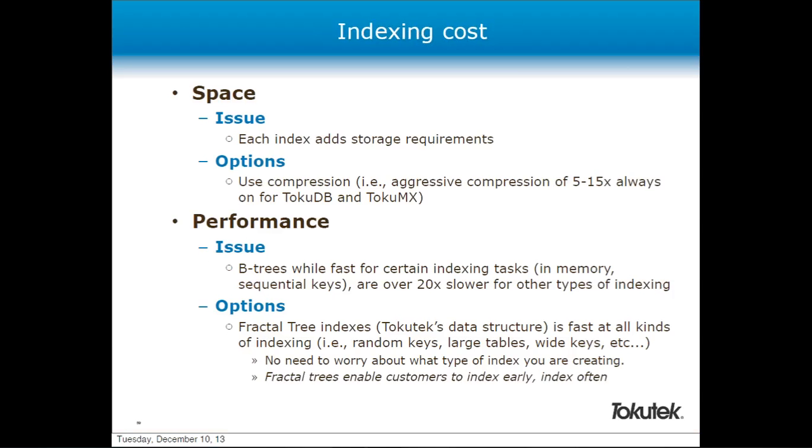These are all basically things that they tell you to make sure that your B tree indexing is fast. But if it gets really big, it can be really slow, and then your indexing starts to hurt more than it helps. And the nice thing about fractal tree indexes, which is what TokuDB and TokuMX use, is that it's fast at all kinds of indexing. Random keys, large keys, wide keys, etc.